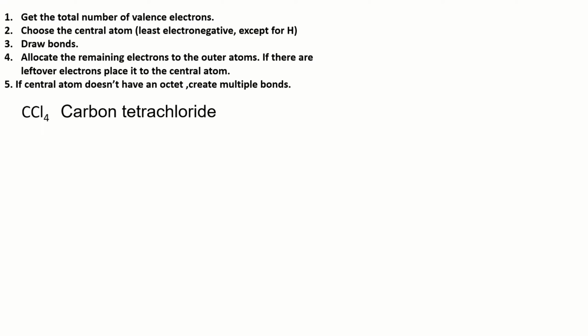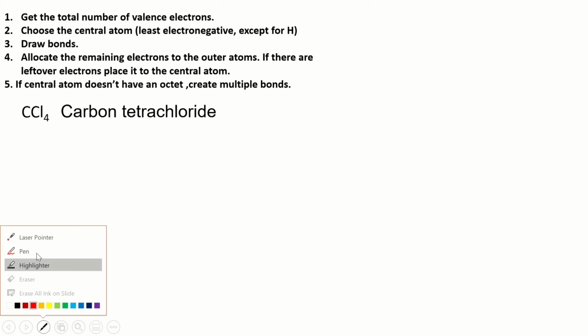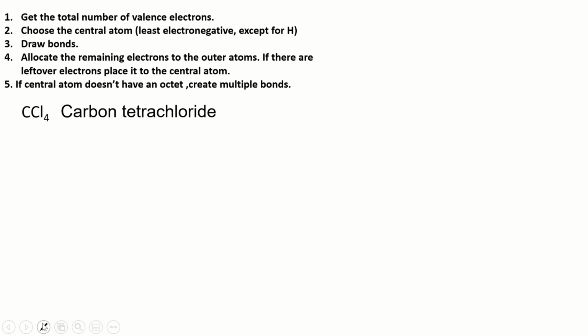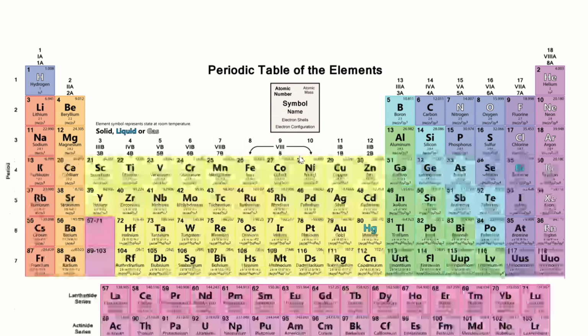Okay, we will discuss how to draw the Lewis structure. We have here carbon tetrachloride. First step, we're going to get the total number of valence electrons. So how to determine the number of valence electrons? We're going to use our periodic table of elements.